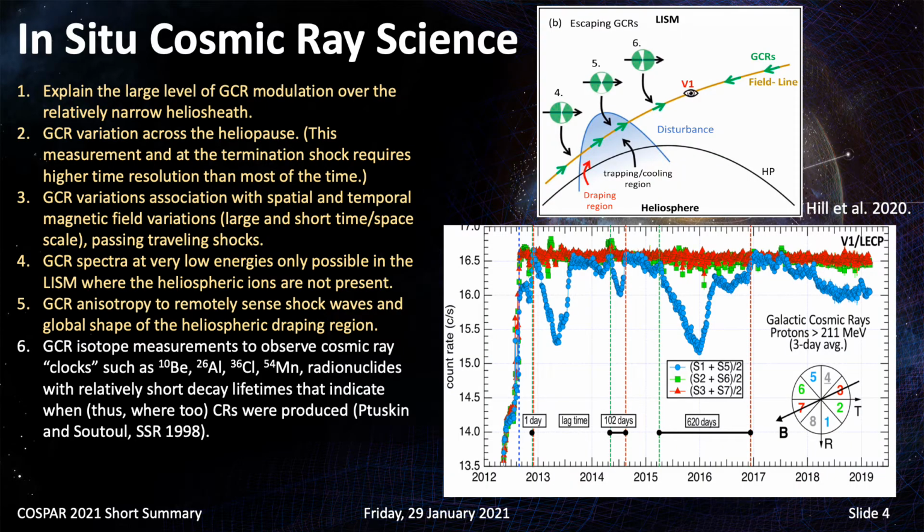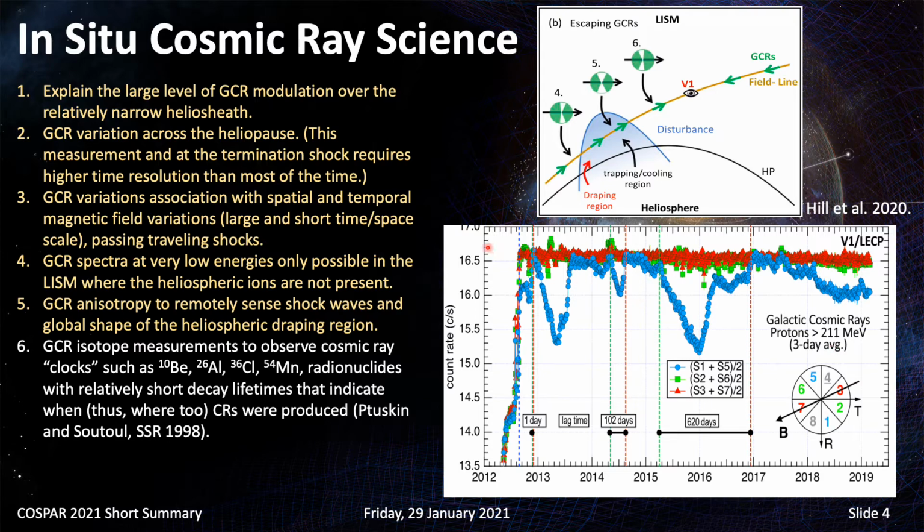So anisotropy measurements of galactic cosmic rays ended up being surprisingly very important. Kremidis et al. in 2013, using Voyager 1 LECP data, found second-order anisotropies in the galactic cosmic rays greater than 200 MeV particles.